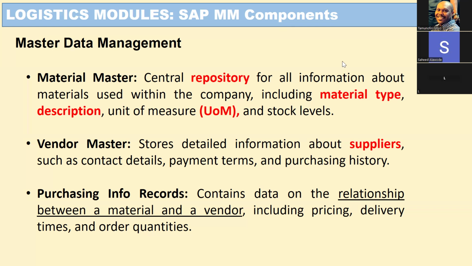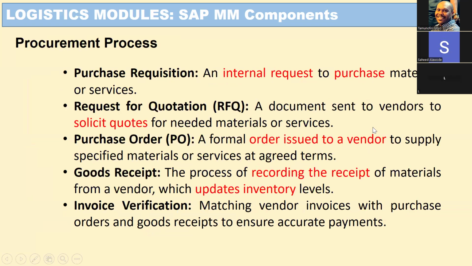Okay, so the next component we are going to be looking at is the procurement process, which entails, of course, purchase requisition, which is an internal document which just requests for the purchase of a material or services. It's an internal document within your organization. If you want to raise a request to buy a particular material, you need to raise a purchase requisition on the system.